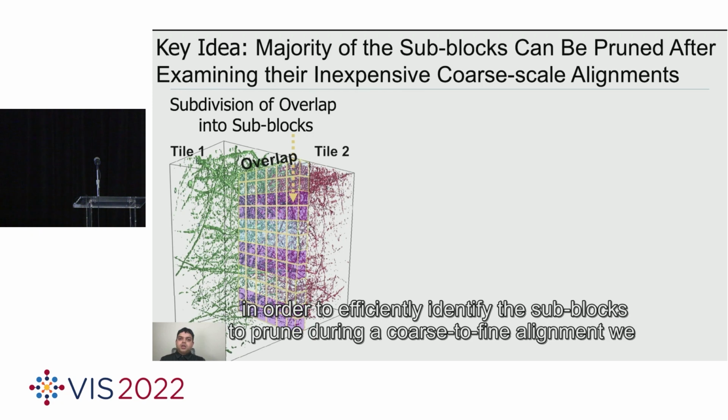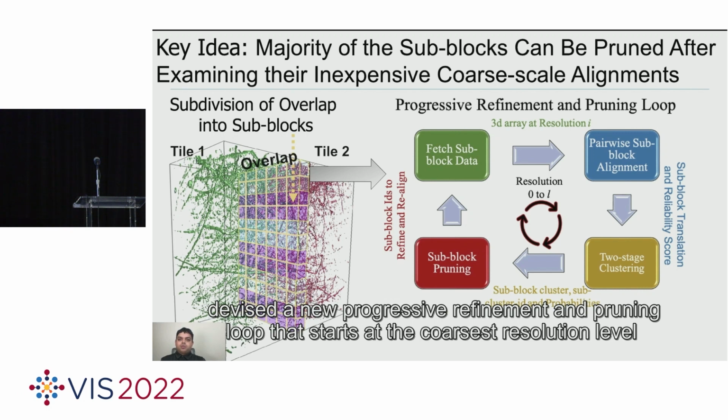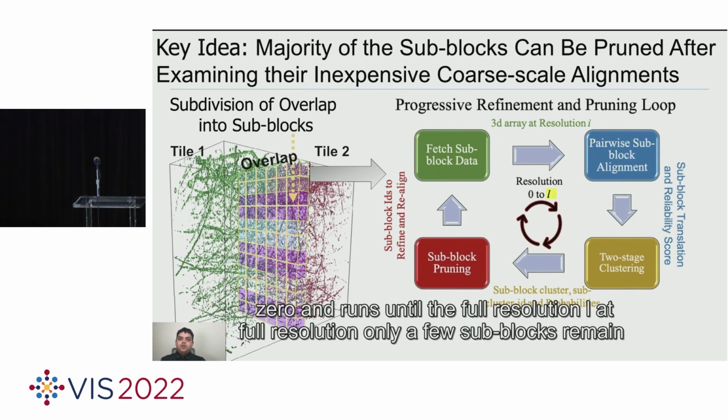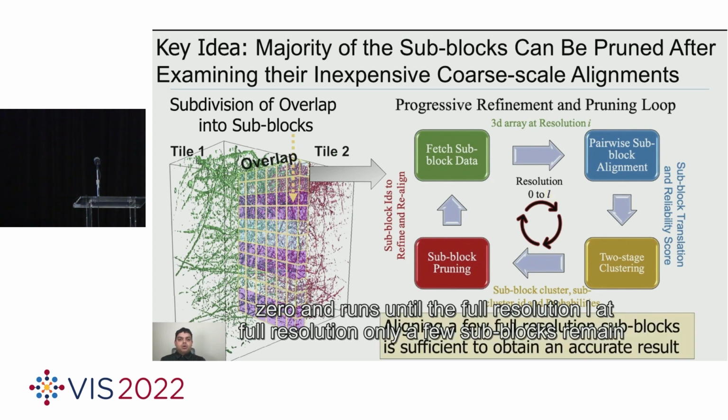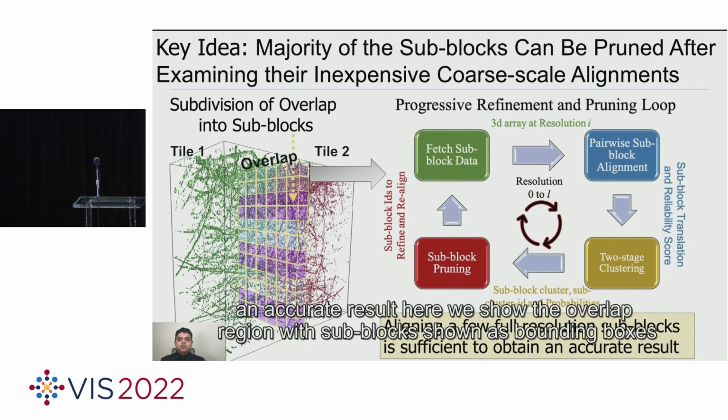In order to efficiently identify the subblocks to prune during a coarse-to-fine alignment, we devised a new progressive refinement and pruning loop that starts at the coarsest resolution level 0 and runs until the full resolution L. At full resolution, only a few subblocks remain after coarse-to-fine pruning, and aligning these subblocks is sufficient to obtain an accurate result. Here we show the overlap region with subblocks shown as bounding boxes.